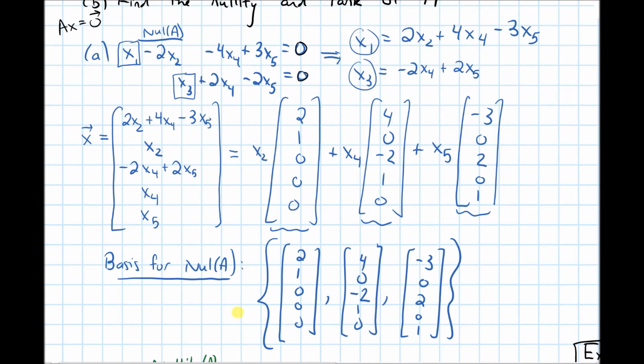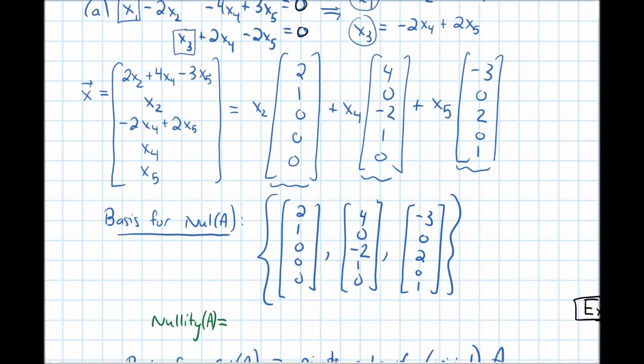For the column space, we've talked about this... actually, before I do column space, let's go ahead and write down the nullity. The nullity is the dimension of the null space, how many vectors we have in this basis. And that's 3. There are 3 vectors in this basis. Remember, nullity just means, what's the dimension of the null space? And that's 3 because there are 3 vectors in this basis.